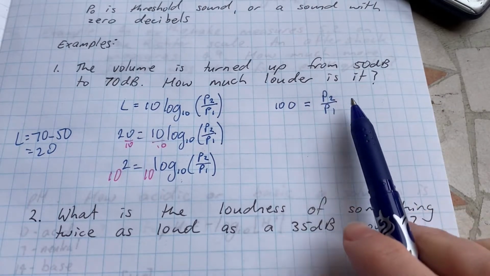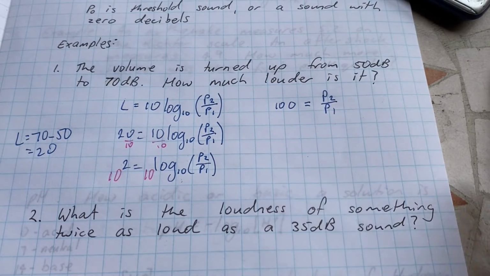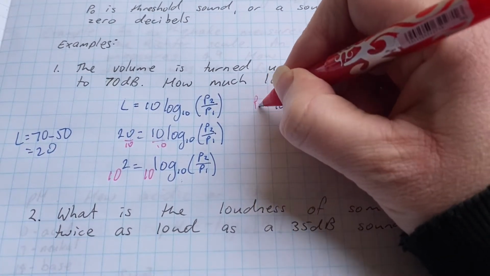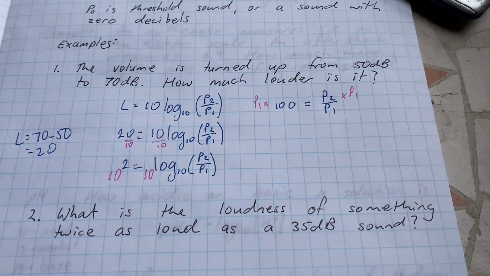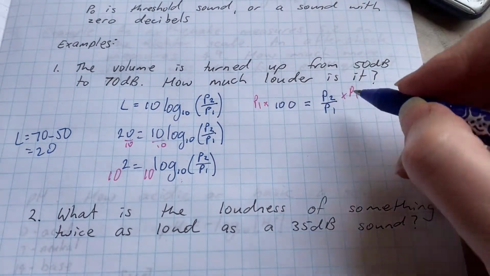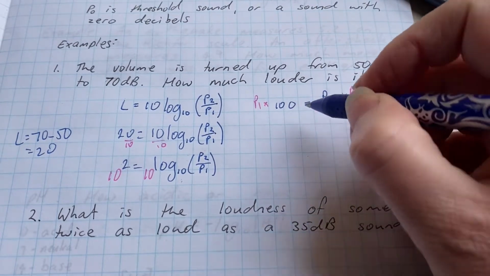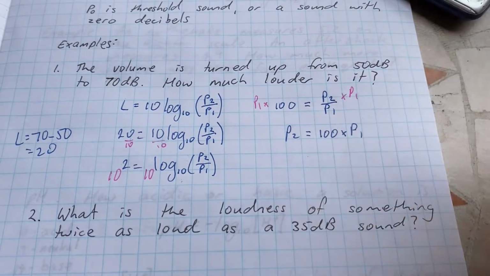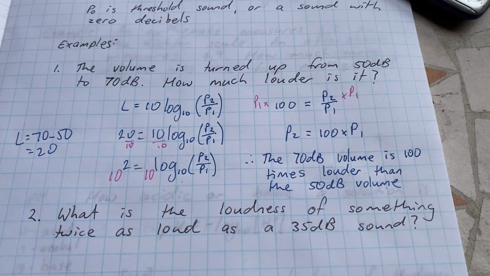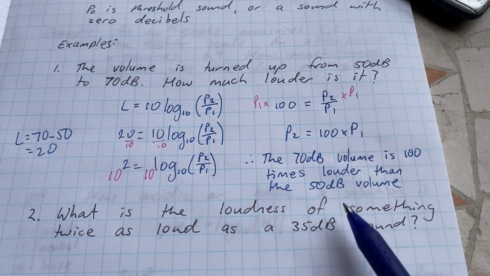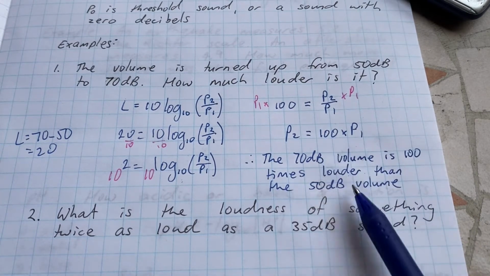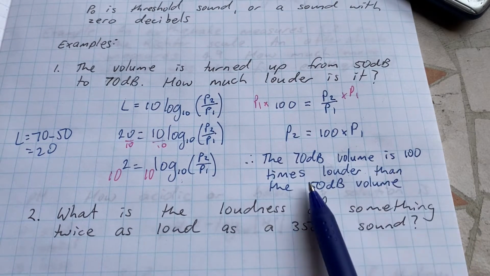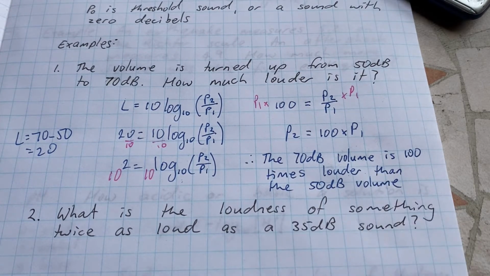So that essentially tells us the answer, but I do like to multiply by the P1. So times P1, times P1. It's telling us the ratio is 100, so it's 100 times louder. But let's just turn this around. I'm just going to write the P2 first. So it's 100 times P1. So if I get the 50 decibel volume and times it by 100, I would have the 70 decibel volume. So the 70 decibel volume is 100 times louder than the 50 decibel volume.